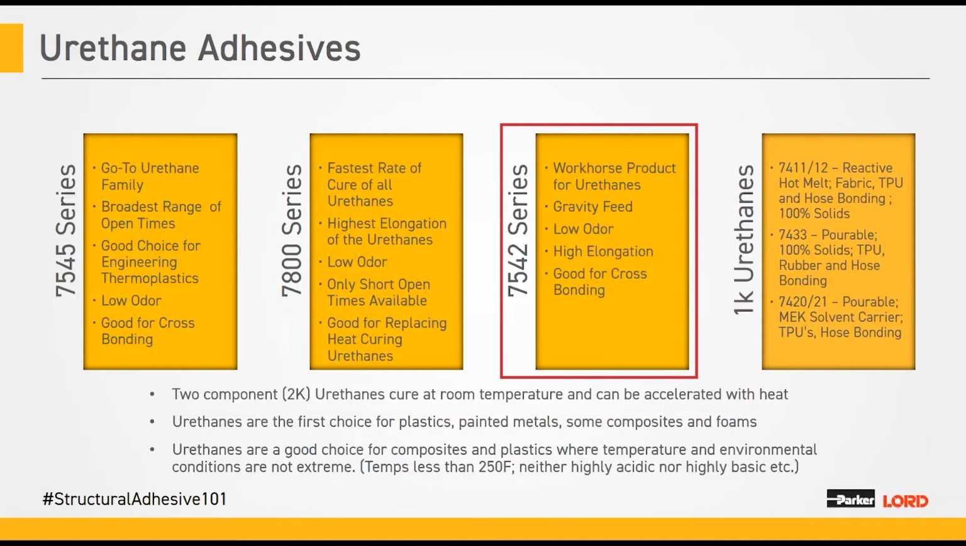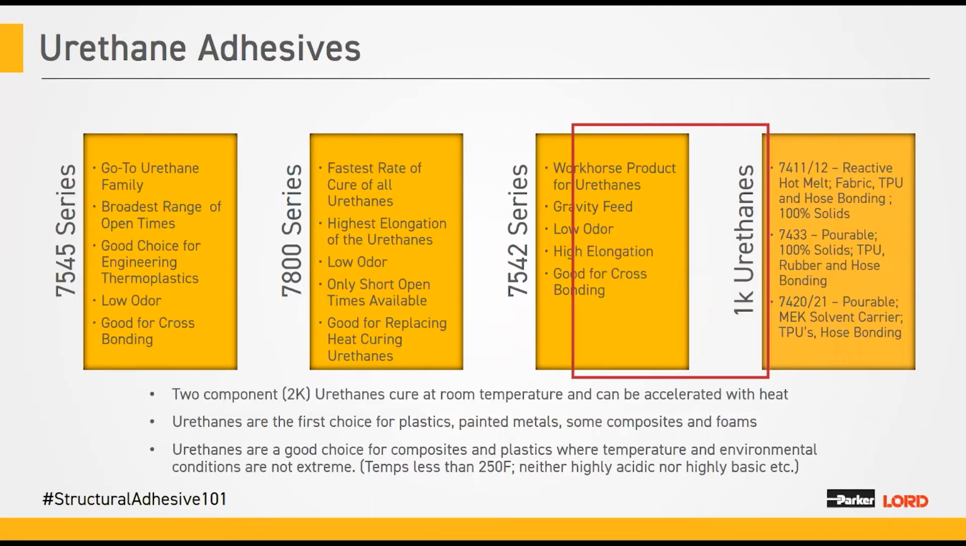It's a gravity feed, so it offers lower cost of implementation with respect to capital purchase. You don't need transfer pumps to pump the material when it's used in bulk. It does have a high elongation and is good for cross bonding.